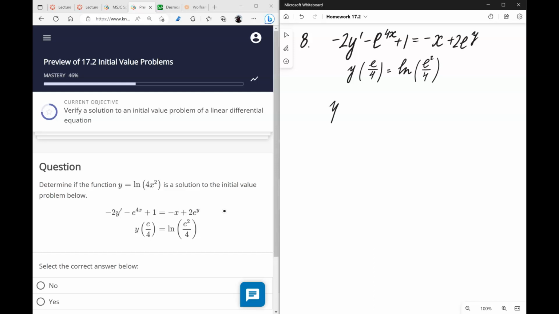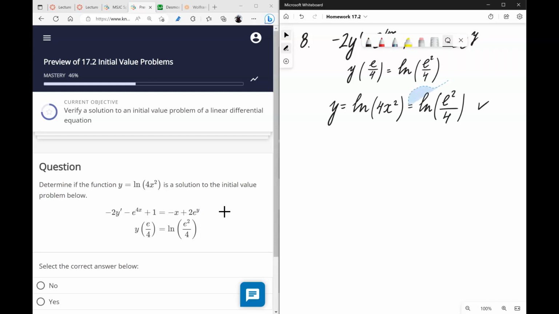So the proposed solution is this, and it is indeed e squared over 16 times 4, which is that. So it does check off. Now we're going to find... I guess I went a little too fast here.